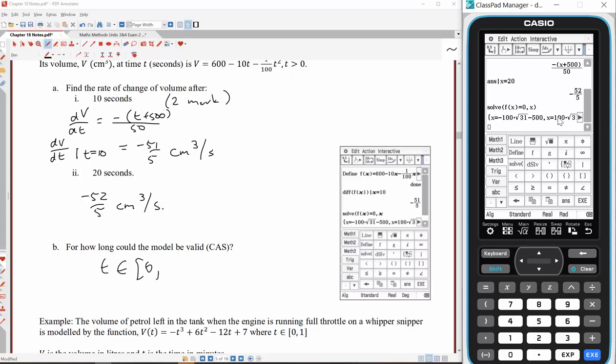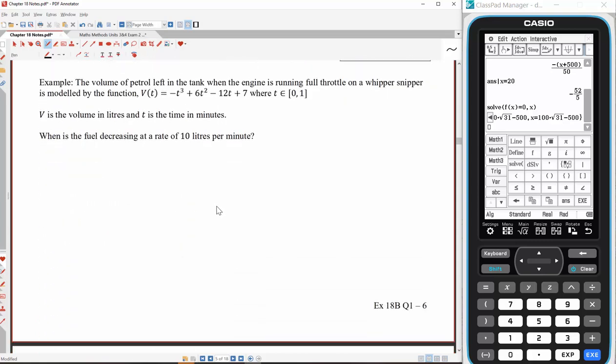So we've got 2 possible values here, a negative and a positive. Interestingly, if I go into decimal and approximate, we'll note that there's 2 solutions here. One of the solutions is positive, one is negative. So we're going to take the positive solution only and say it's from t equals 0 to 100 root 31 take away 500, our solution, up to and including that value.